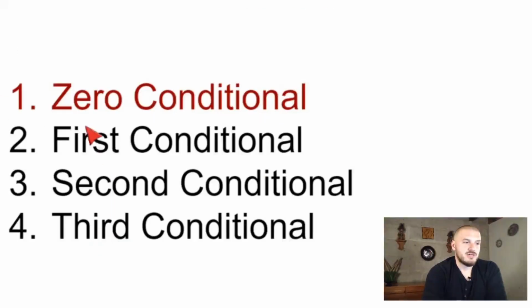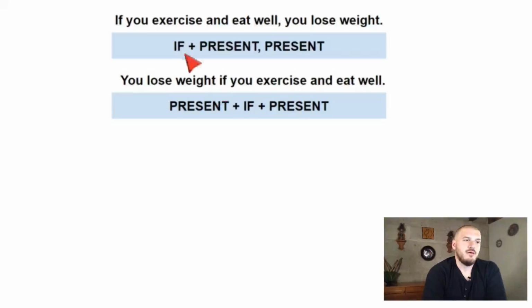So first of all, let's look at zero conditional. This is the really, really easy one. If you exercise and eat well, you lose weight. If plus present, and the consequence is present. It's easy, right? Or I could just change the order, change the structure. It's the same sentence. You lose weight if you exercise and eat well. Okay? I can say, if you exercise and eat well, you lose weight. Or you lose weight if you exercise and eat well.